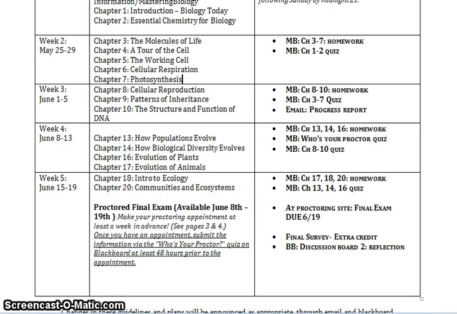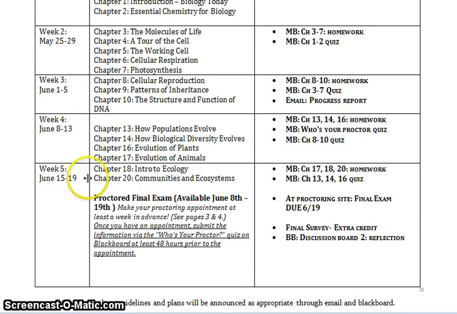And then at the end, the last week, week 5, June 15th to 19th, you have to have completed your proctored exam. I will have it available early if you've been working ahead, but you must for sure complete it by the 19th. After that point, I will freeze Blackboard, freeze the course so that you can't do anything else, and we'll work on getting final grades submitted. Okay? And you'll do your second Blackboard reflection discussion.